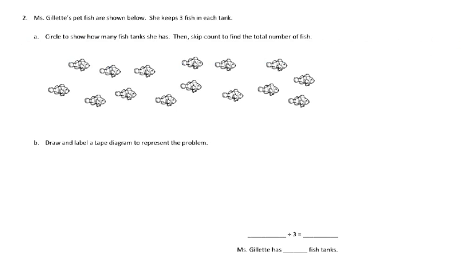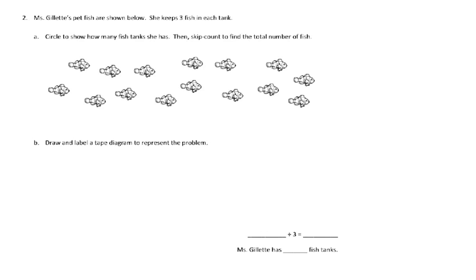So we're going to look at homework problem number 2, and it says, Miss Gillette's pet fish are shown below. She keeps 3 fish in each tank. Circle to show how many fish tanks she has. Then skip count to find the total number of fish. Draw and label a tape diagram to represent your problem.